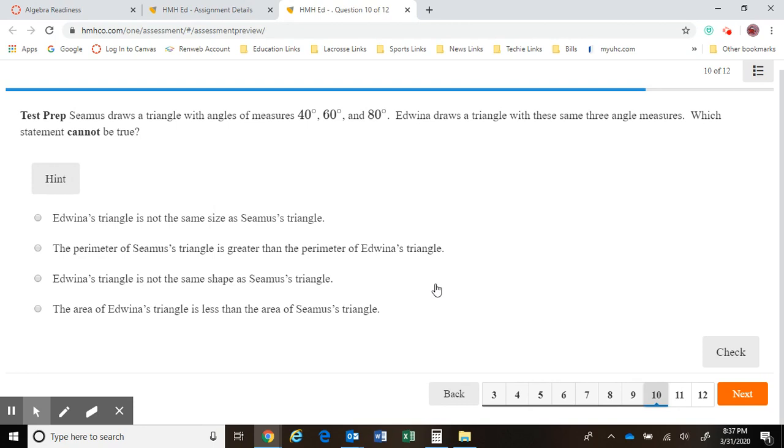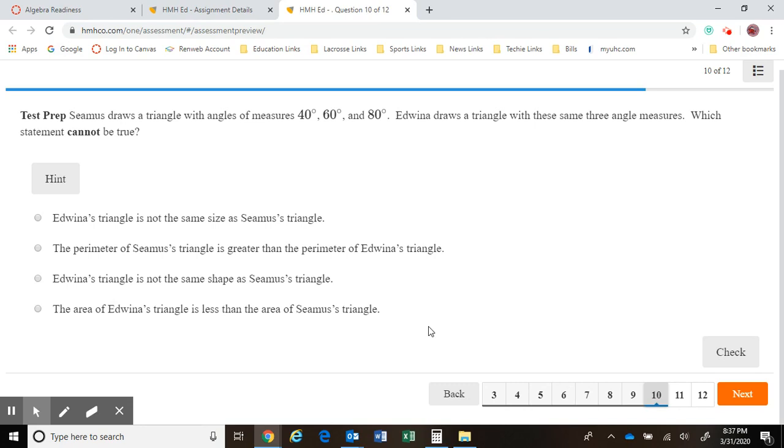Okay, Seamus draws a triangle with angle measures of 40, 60, and 80. Edwina draws a triangle with the same three angle measures. Which statement cannot be true? Let's see. Edwina's triangle is not the same size as Seamus'. The perimeter of Seamus' triangle is greater than the perimeter of Edwina's. Edwina's triangle is not the same shape as Seamus' triangle. The area of Edwina's triangle is less than the area of Seamus' triangle.